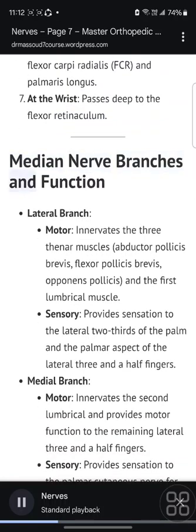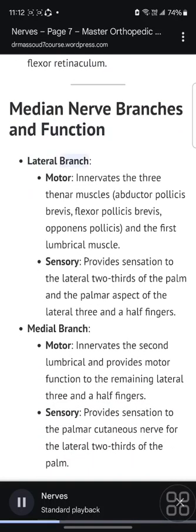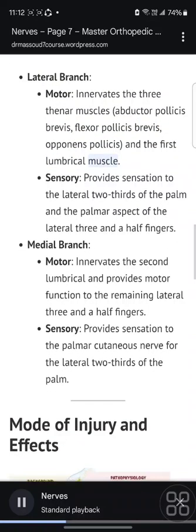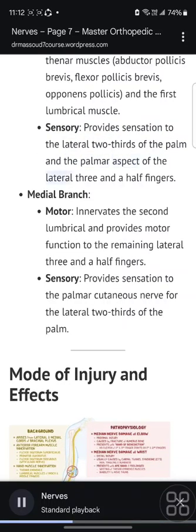Median nerve branches and function. Lateral branch. Motor: innervates the three thenar muscles, abductor pollicis brevis, flexor pollicis brevis, opponens pollicis, and the first lumbrical muscle. Sensory: provides sensation to the lateral 2/3 of the palm and the palmar aspect of the lateral 3½ fingers.